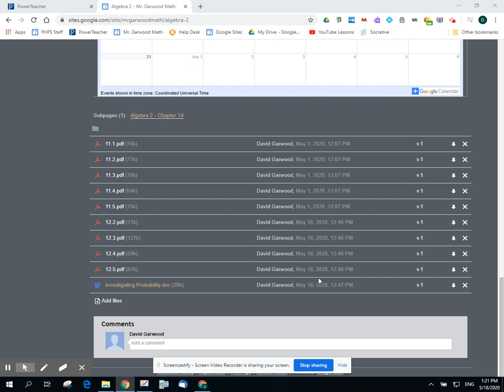Algebra 2, investigating probability. This should be done after section 12.2 and before section 12.3. If you have not yet done so, you should download this from my website, the Word document that is investigating probability, and give it a try.